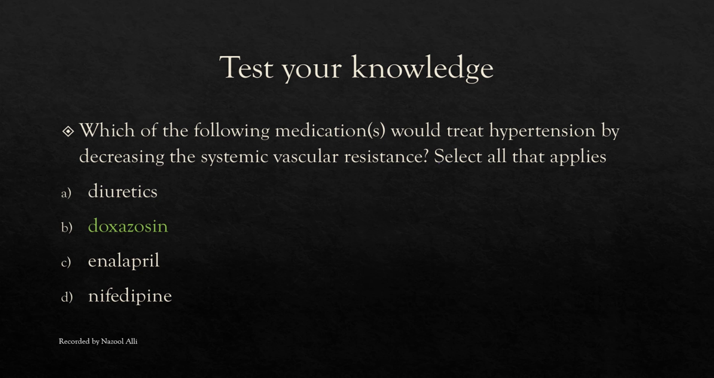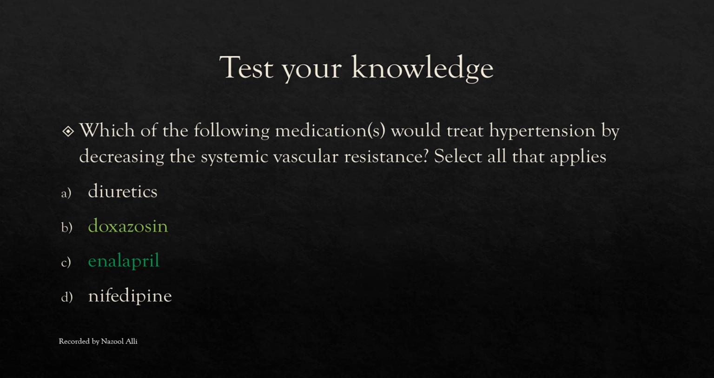Enalapril, so anything with -pril is an ACE inhibitor. When you think about ACE, it prevents the conversion of angiotensin 1 into angiotensin 2. Angiotensin 2 is a potent vasoconstrictor. So if I don't make angiotensin 2, my blood vessels are going to vasodilate.